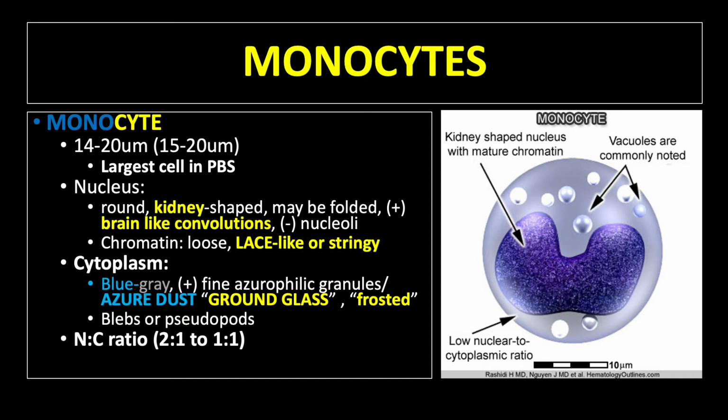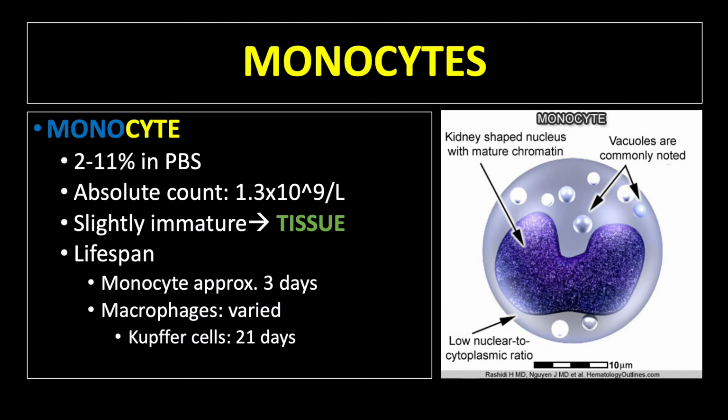As you can see in the right image, the monocyte has a kidney-shaped nucleus with mature chromatin. Vacuoles are commonly noted, and it has a low nuclear cytoplasmic ratio when compared to your monoblast and promonocyte. The monocyte basically comprises 2 to 11% of the peripheral blood smear, with an absolute count of 1.3 times 10 raised to 9 per liter. Monocytes are slightly immature when they are released from the bone marrow, and eventually they go and mature in the tissues to become macrophages.